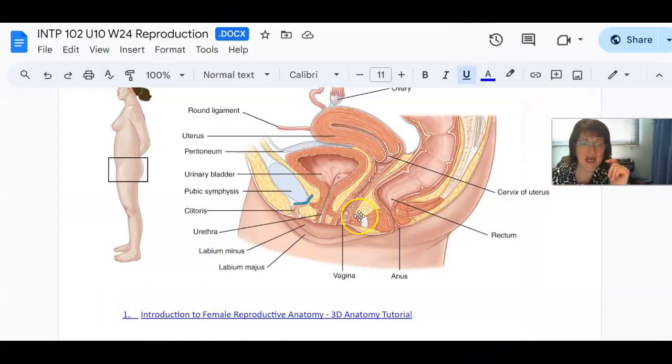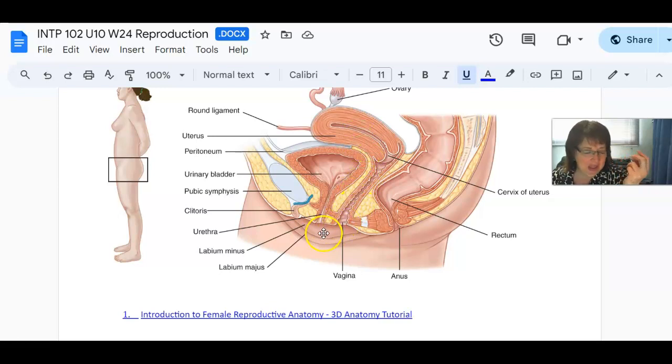Now, when we look at the females, the anatomy is a little simpler, but the hormones are more tricky. So here is the sagittal section. Here is the bladder with the urethra for urination. And then at the back, you've got your digestive tract with your rectum and your anus. And in the middle is your uterus and your vagina.